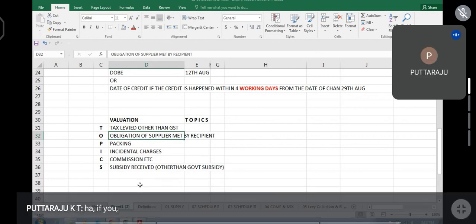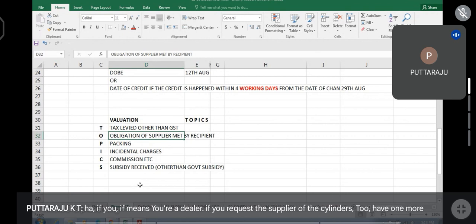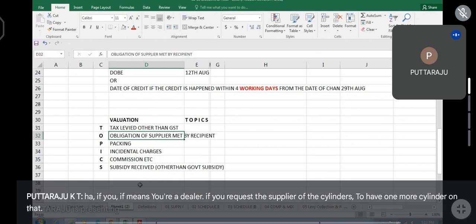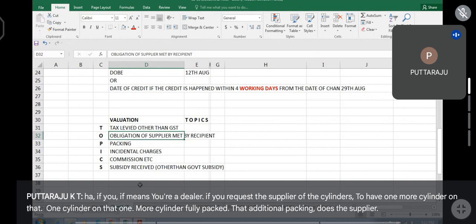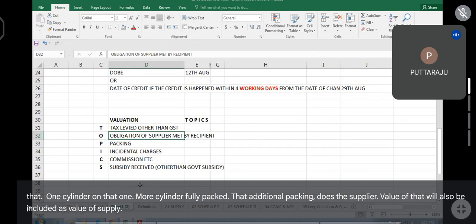If you are a dealer and you request the supplier of the cylinders to give one more cylinder, fully packed, that additional packing done by the supplier, the value of that will also be included as value of supply. Are you guys getting it?